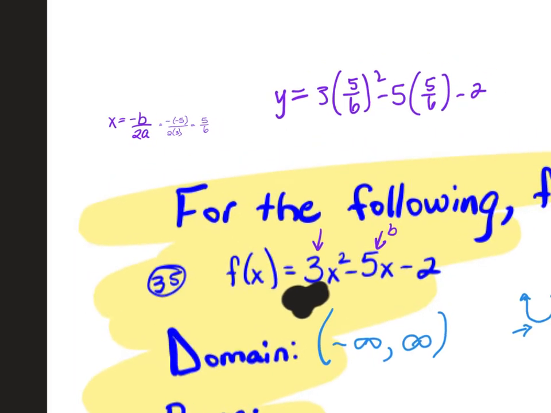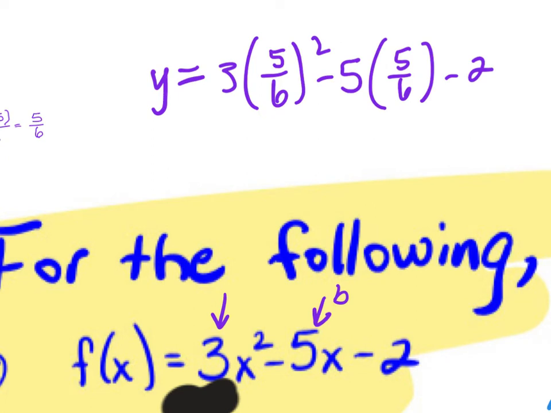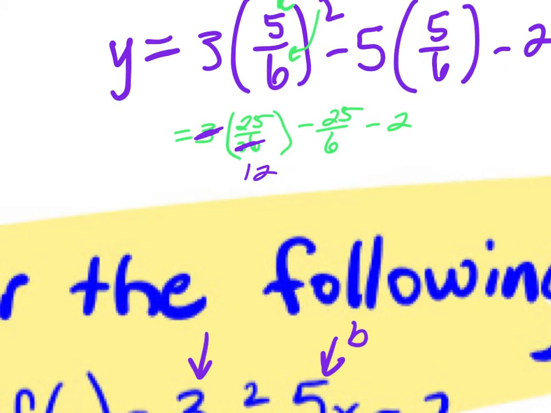Now, guys, this is just basic algebra. It's not the most fun thing in the world. I understand that, but we can all handle working with fractions. So the first thing we need to do is remember that this 2 is distributed to both the numerator and the denominator. So I have 3 times 5 squared, which is 25, over 36, minus 5 times 5, which is 25, over 6, minus 2. So now let's just go through and simplify. 3 goes into 36, 12 times. So I have 25 over 12 minus 25 over 6 minus 2.